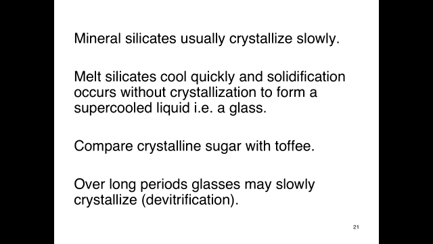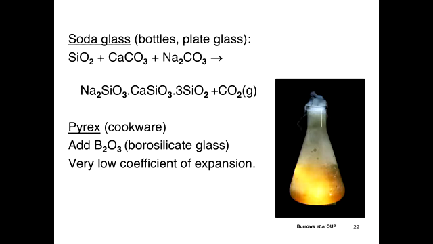Okay? Same thing's happening here with glass. If we cool it quickly, we get the glass. If we allow it to cool very slowly, like what happened in the Earth's crust over a long period of time, then you can get crystals of things like quartz. Over time, glass can be converted into crystals, and that can be disastrous if you've got windows.